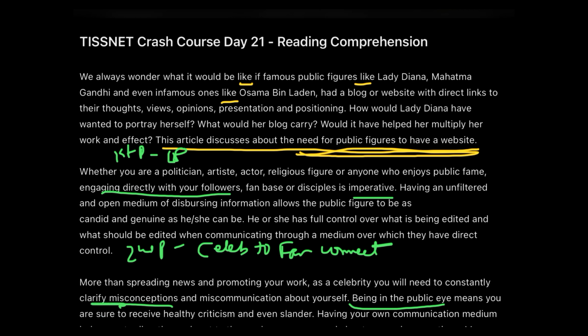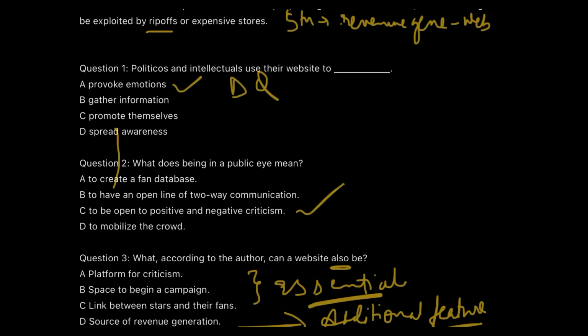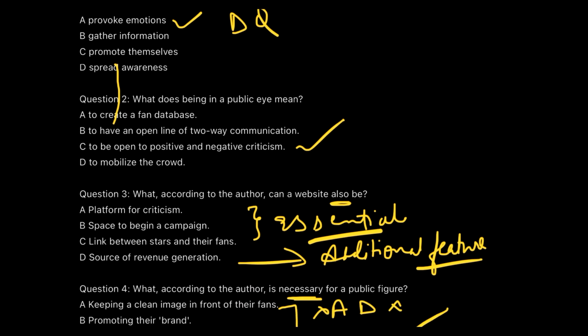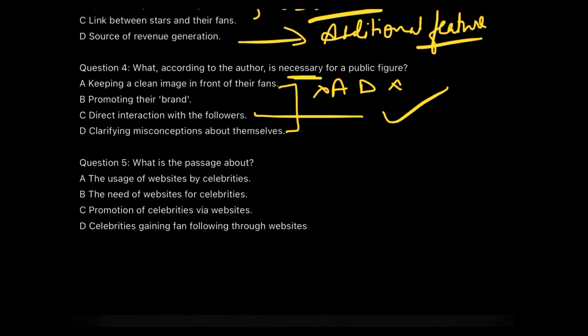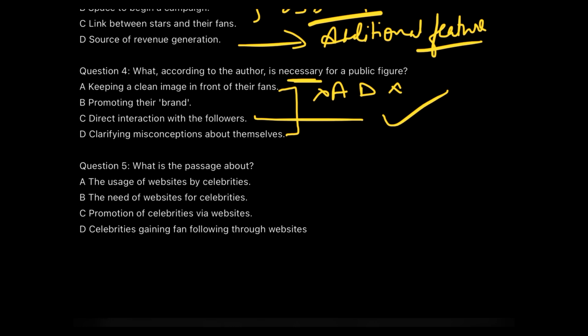And anyways, even if this wouldn't have been given to us, it would have been totally fine because we know what the meaning is, right? We are not talking about how they use it. We are talking about why they should use it. So the need of having websites is the real context of this passage. And this is direct question number 2.